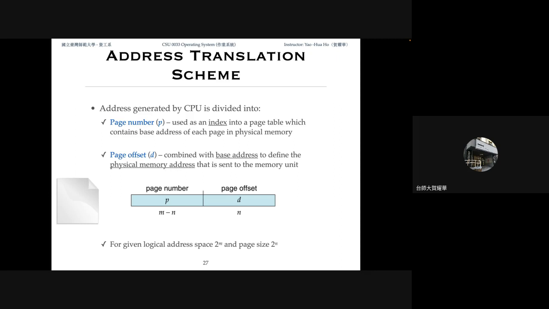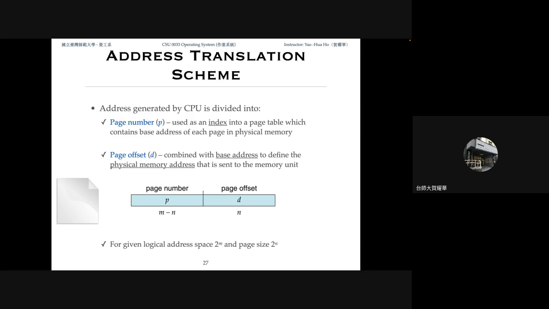So the address generated by the CPU is now divided into a page number and a page offset. The page number is used as an index into the page table that contains the base of each page in the physical memory, as a frame. Then you have a page offset combined with the base address of that specific page, and that defines the actual physical address space that's sent to main memory or the memory unit.